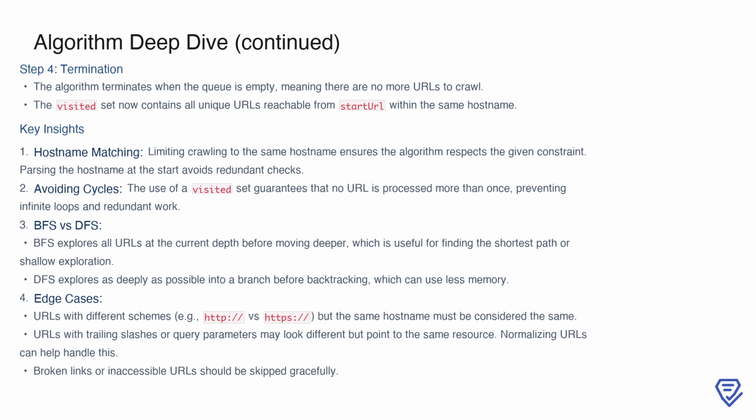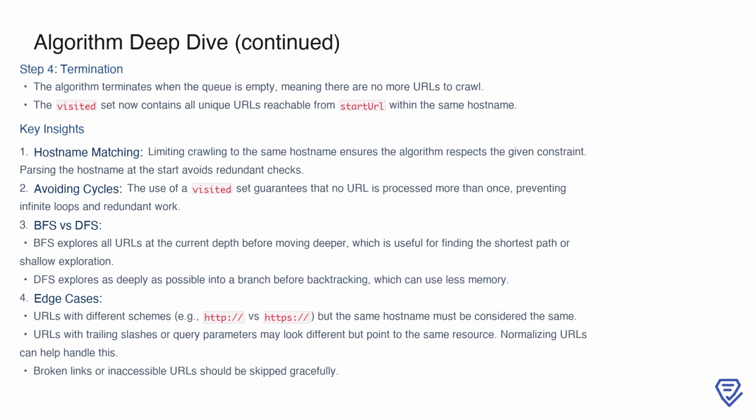At this stage, the visited set will contain all unique URLs that are reachable from start URL and belong to the same hostname. There are several key insights to note here. First, matching hostnames is critical to respecting the problem's constraints, and extracting the hostname at the start avoids unnecessary checks later. Second, using a visited set is essential for avoiding cycles and redundant work, ensuring our crawler operates efficiently.